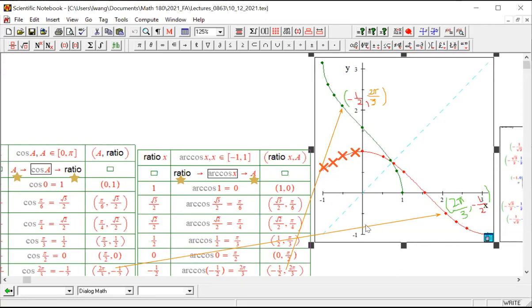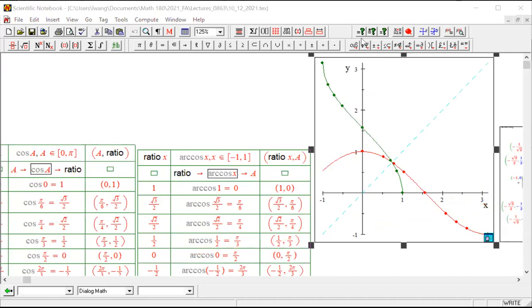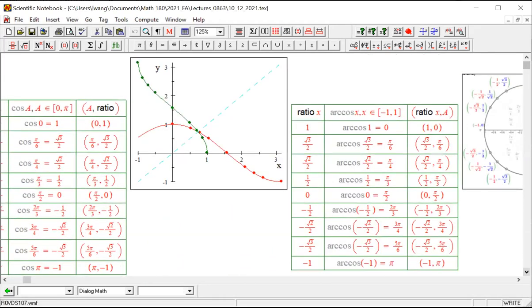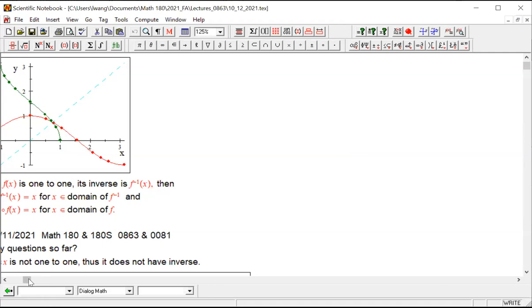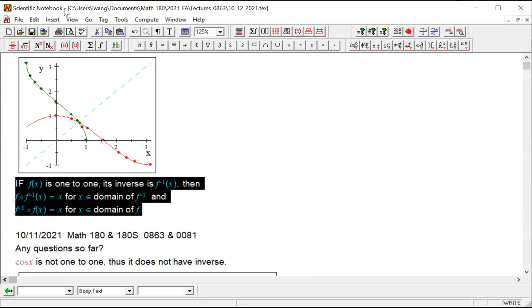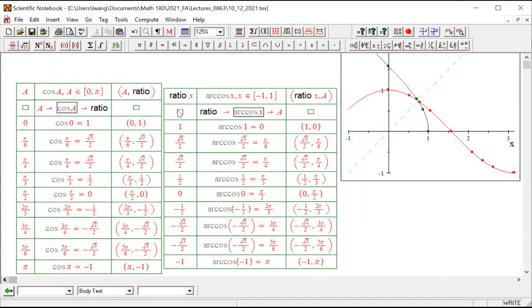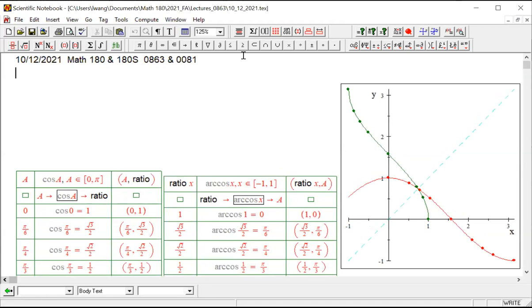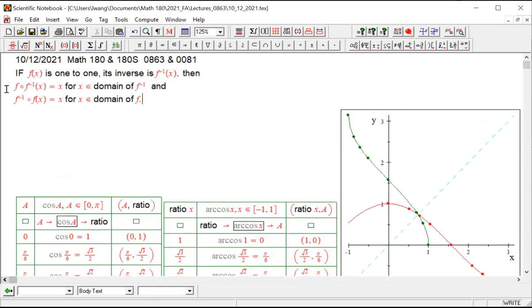So are we clear, everybody? Looking ahead, what are we going to do tomorrow? Tomorrow, we're going to apply this piece, which is referred to as Trig 7a, to cosine and arccosine, to these two functions.